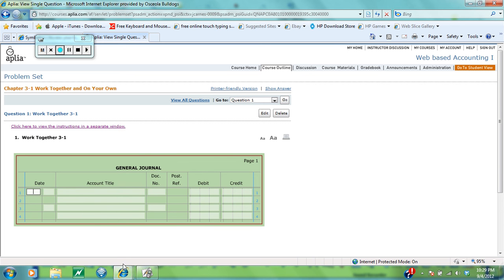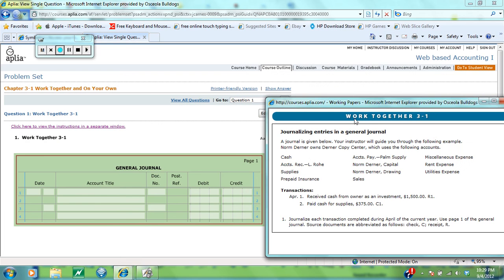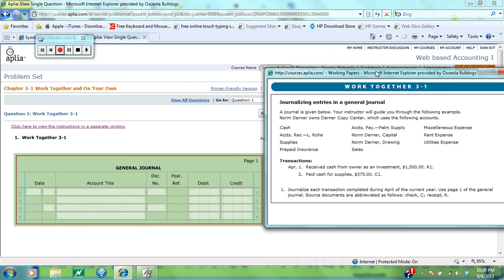Looking at the instructions for this, you are learning to journalize. Before, you were learning that these accounts are assets, liabilities, or owner's equity. They have a normal debit balance if they fall on the left side of the accounting equation. They have a normal credit balance if they fall on the right side. So if they increase on their normal balance side, they decrease with the opposite. If they increase with a debit, they decrease with a credit, and vice versa.